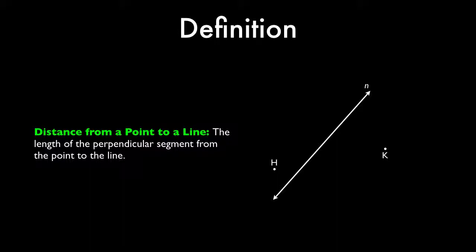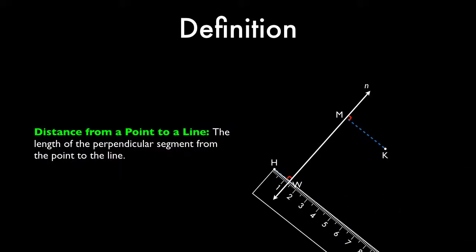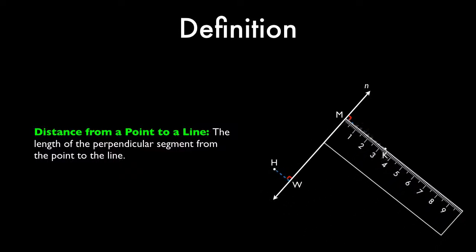So if we wanted to find the distance from point K to line N, we would have to find the perpendicular segment and measure that. Likewise, to find the distance from point H to line N, we would need to once again find that perpendicular distance. So once we have the perpendicular distances, we can measure them. So the distance from point H to line N is about 1 3/10 centimeters. And from point K to line N is about 3 3/10 centimeters.